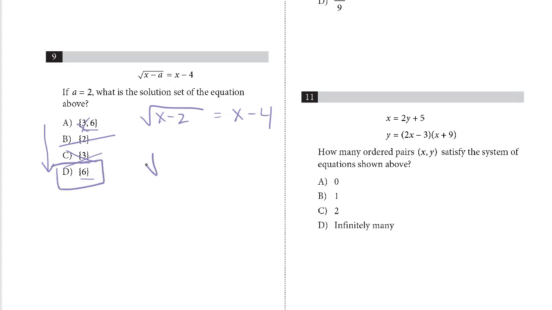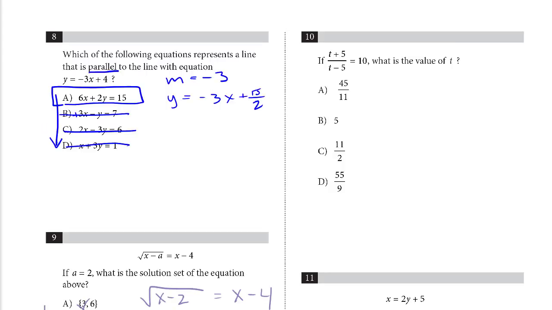It must be square root of 6 minus 2 equals 6 minus 4. Square root of 6 minus 2, square root of 4 is 2. 6 minus 4 equals 2. 2 equals 2. That checks.